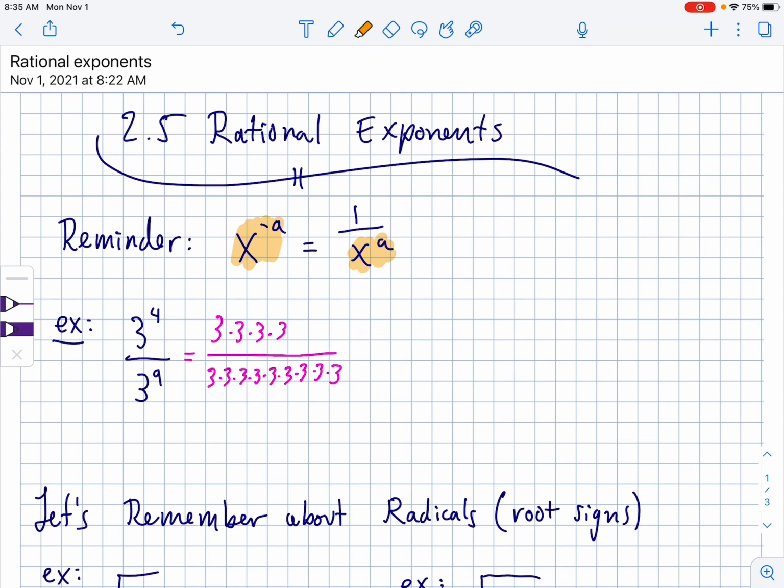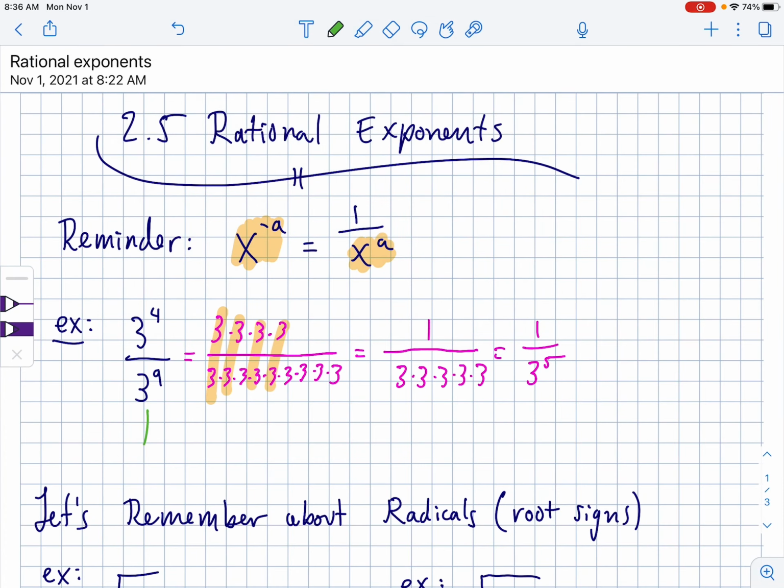Then you can cancel out, or make giant ones, 4 sets of 3's. So that's 1, 2, 3, 4. Notice that all of the 3's in the top went away. If everything ever goes away, you can just leave a giant 1 up there. So this is 3 times 3 times, oops, I missed one in there, so it's 5 of them left over, which is 1 over 3 to the 5th. So that is your answer for simplifying 3 to the 4th over 3 to the 9th.